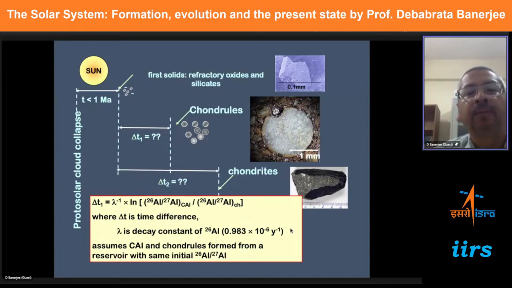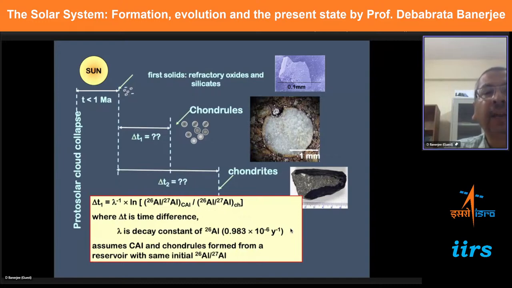What is the time gap? Okay, and this we can tell. You can see there, I've listed. This is worked out; you can work this out from the decay law. Okay? So delta T1 is equal to lambda inverse. So this is the decay constant, and I have calculated that for you. And one needs to know the ratio of 26/27 in the CAI and in the chondrule. Okay? So these are measured using SIMS, ion mass spectrometer.